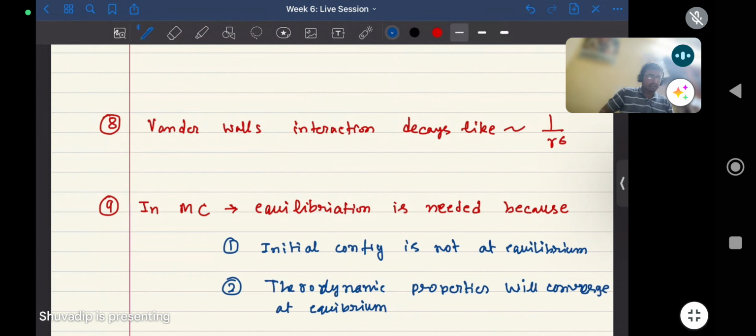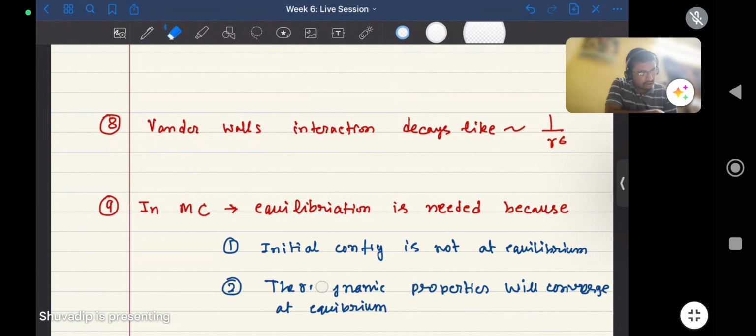Something like a box full of gas particles: if you want to calculate the pressure or something like that, those kinds of thermodynamic properties are only defined at equilibrium. We cannot define the pressure, temperature or something like that without equilibrium. Thermodynamic properties are defined at equilibrium.